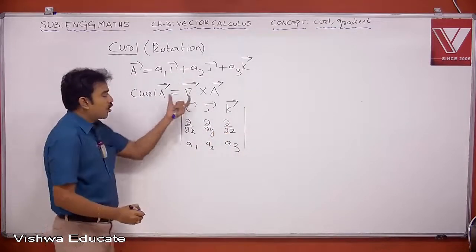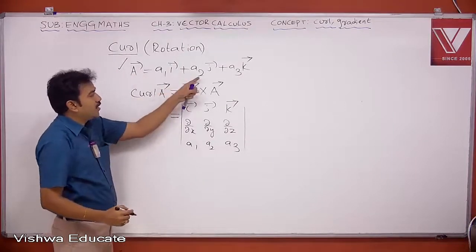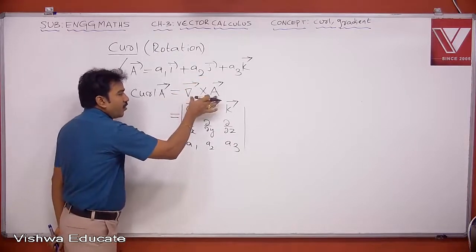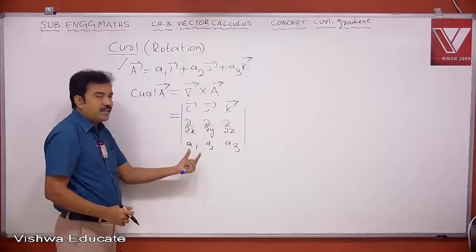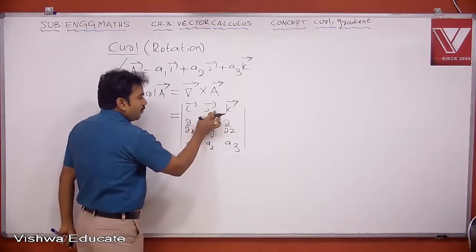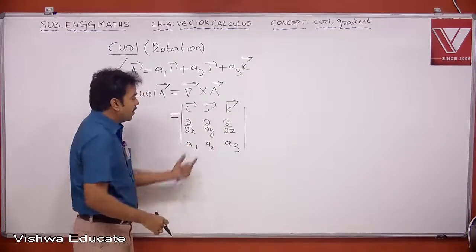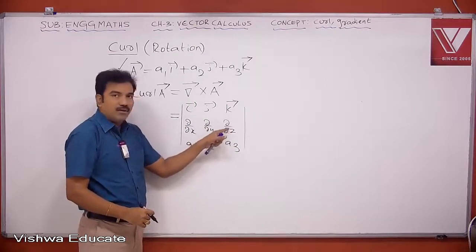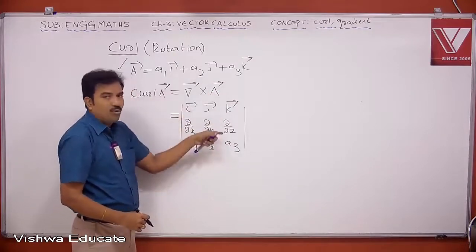So therefore, this is nothing but curl of a vector. This is my vector a bar equal to a1 i plus a2 j plus a3 k bar. Now curl a bar is nothing but del bar cross a bar. Since it is a cross product, it is a 3 by 3 matrix determinant value. The first row is unit vectors i bar, j bar, k bar, along x-axis, y-axis and z-axis. The second row is components of del vector, dou by dou x, dou by dou y, dou by dou z. And the third row is the components of vector a1, a2, a3.